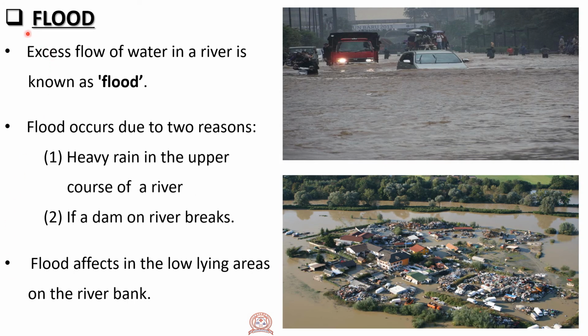Next one is about flood. Excess flow of water in a river is known as flood. Flood occurs due to two reasons. First one, heavy rain in the upper course of a river, and second one, if a dam on a river breaks. Flood affects the low-lying areas on the river bank.